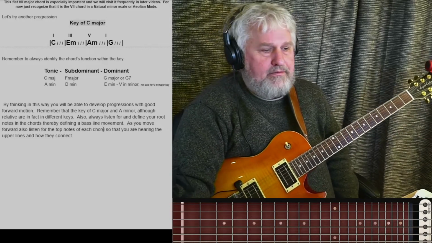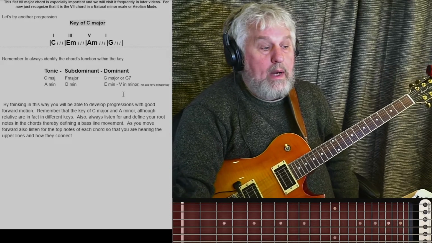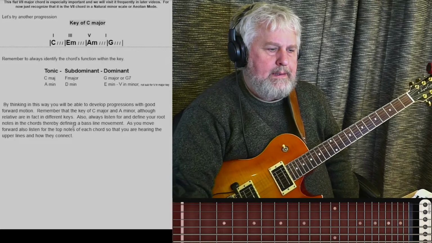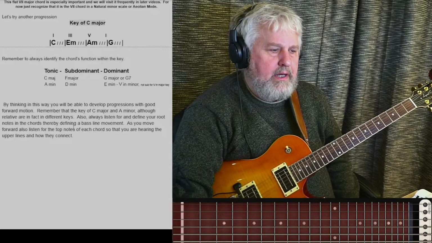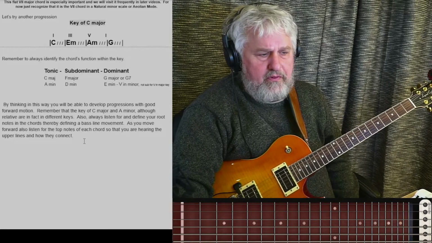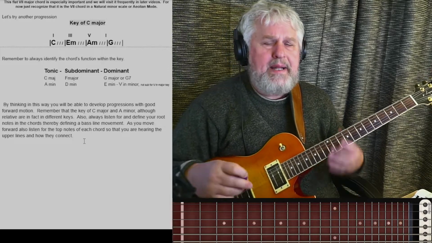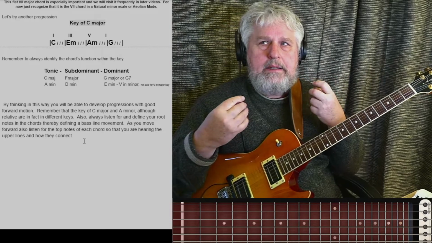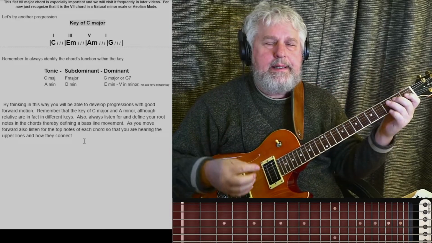Remember that the key of C major and A minor, although relative, are in fact different keys. Also, always listen for and define your root notes in the chords, thereby defining bass line movement. And the reason for that is so that you can hear the bass lines move.